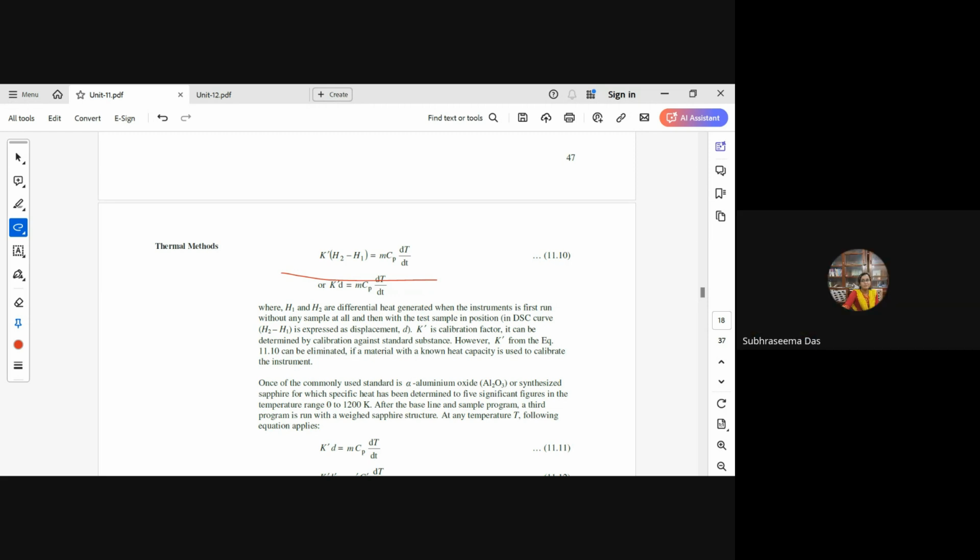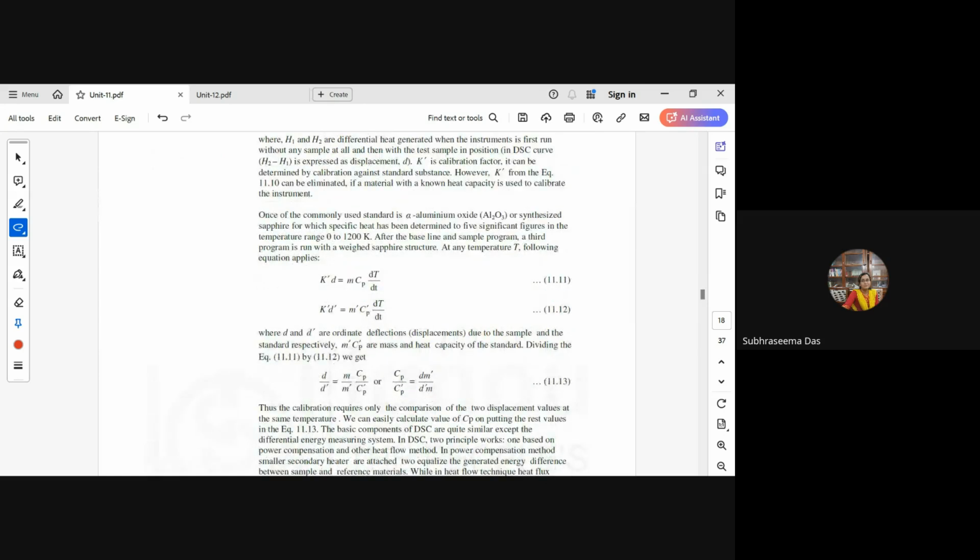h2 represents when the instrument is run taking a sample with it, and k' here represents the calibration factor, which can be determined against the standard. However, the k' that is estimated from 11.10 can be eliminated if it has a very negligible value.